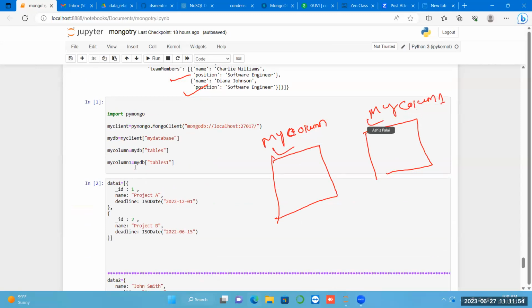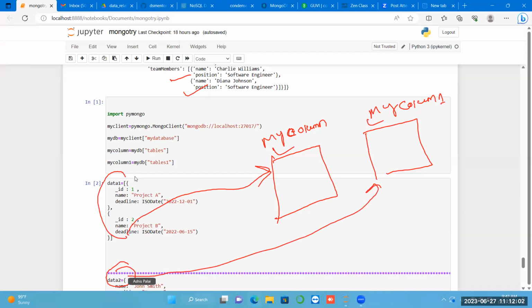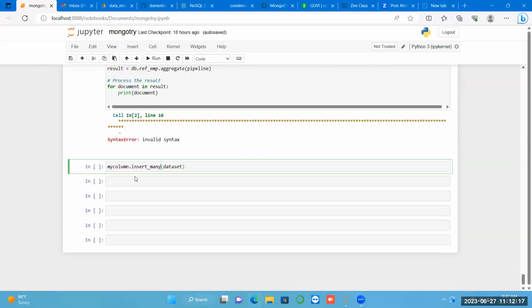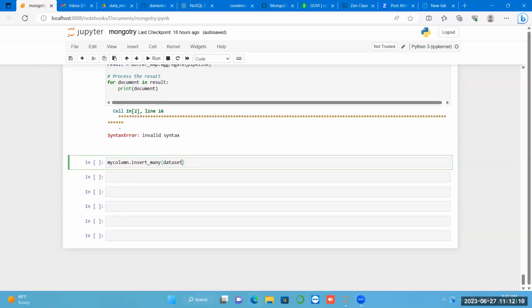Now this data 1 you need to insert here. Data 2 you need to insert here. So how many actions are you going to perform? Two insertions, right? So you have to write two insert many statements, one for this table, one for this table. Do that. For my column insert many, here I have to give data 1. Don't run that. Write another thing in another cell, another insert statement.